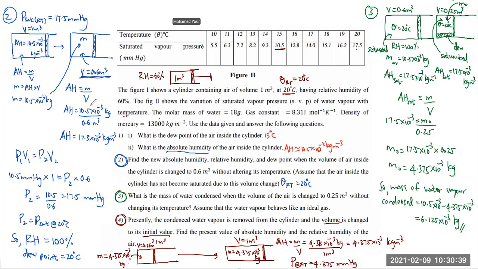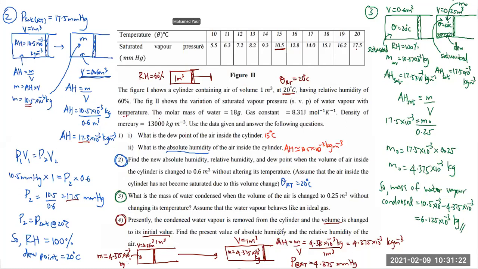Hope you guys understood that. I repeat, look at the values here. When the vapor pressure was 10.5 millimeter mercury, absolute humidity was 10.5 into 10 to the power minus 3. When absolute humidity was 17.5 into 10 to the power minus 3, the pressure was 17.5 millimeter mercury. So you see a relationship between these numbers, and this number as well. Therefore, we can use the same relationship here as well. So 4.375 into 10 to the power minus 3 kilogram per meter cube means the vapor pressure is 4.375 millimeter mercury.